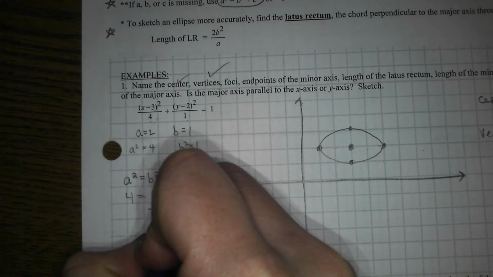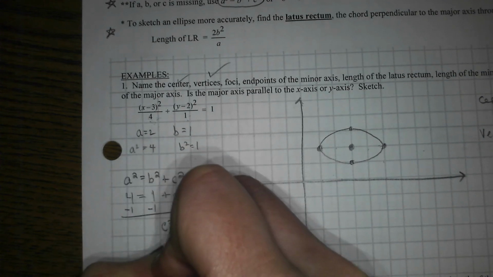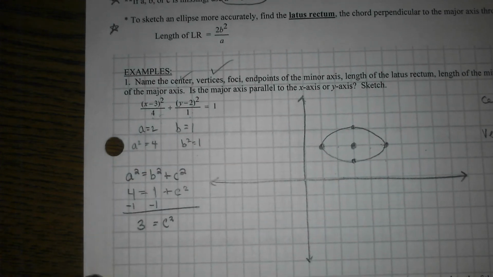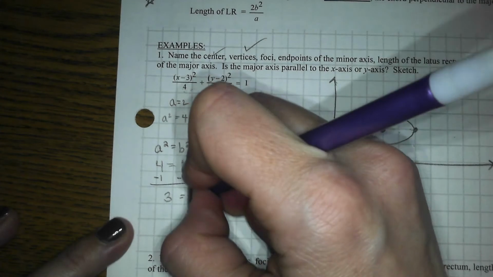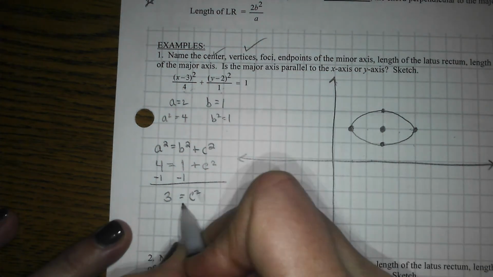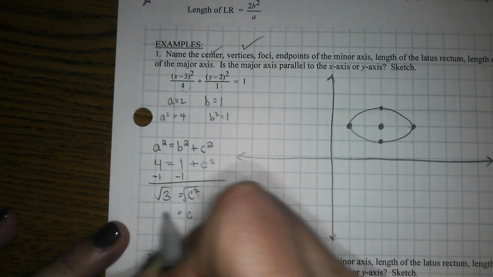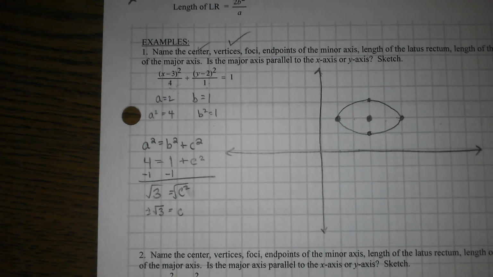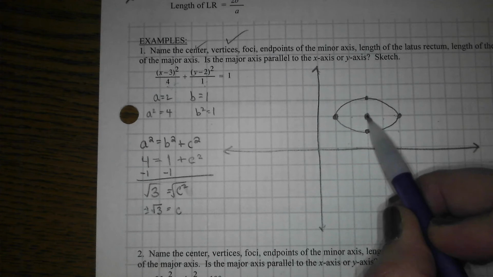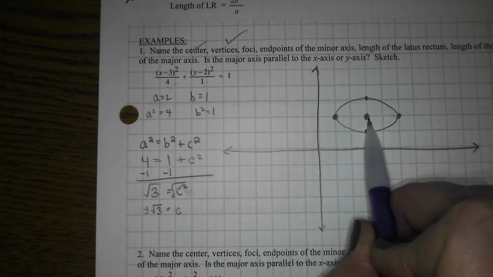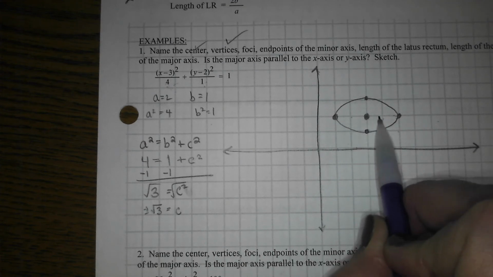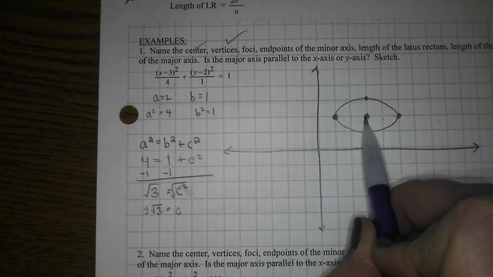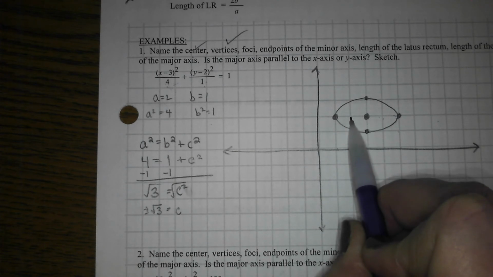So I'm going to subtract 1 from both sides. C squared equals 3. And then c is going to equal, if I square root that, plus or minus root 3. So here's the deal. To get to my focus then, I start at my center, I have to go root 3 units over to the right and root 3 units over to the left.